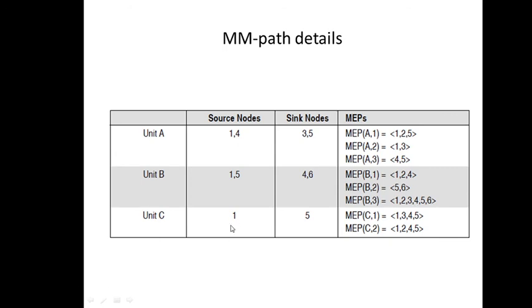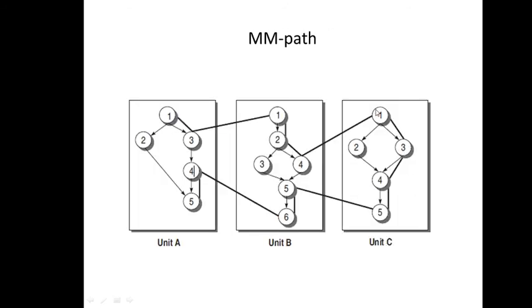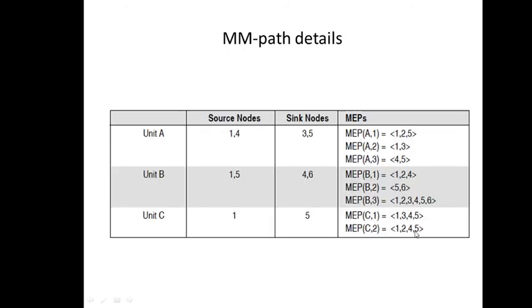In unit C, there is just one source and one sink node. So we have two possible paths here, 1 and 5. One path is 1, 2, 4 and 5. Second path is 1, 3, 4 and 5. So first of all, identify these MEPs by identifying the source and the sink nodes.